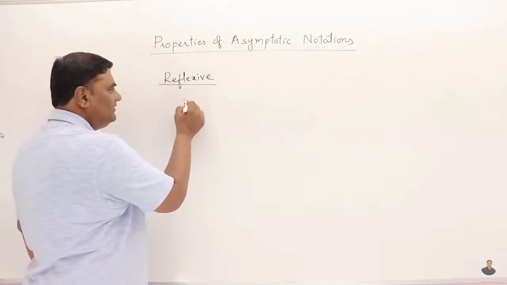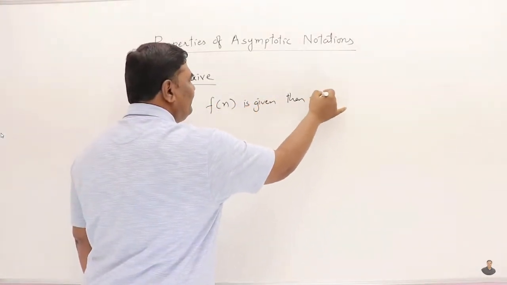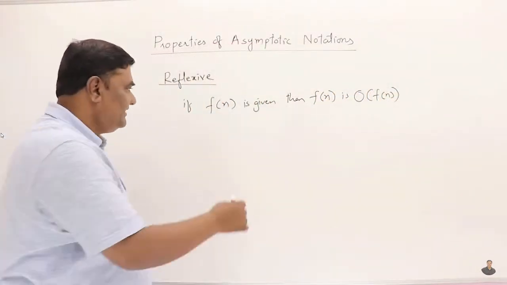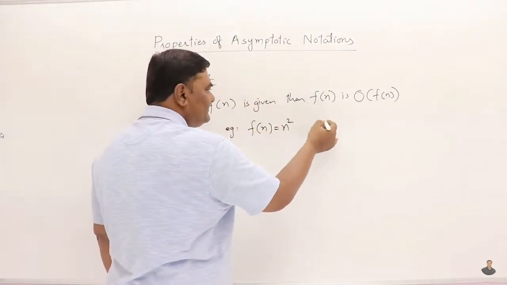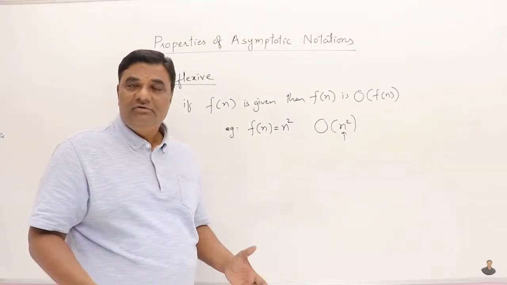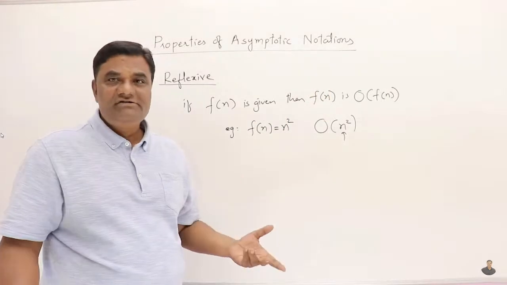Reflexive property. If f of n is given, then f of n is big O of f of n. It means, for example, f of n is n squared. So this is big O of n squared, that is f of n only. So a function is the upper bound of itself. Yes, it is true. Upper bound is any function greater than or equal to. So that same function is the upper bound of itself.